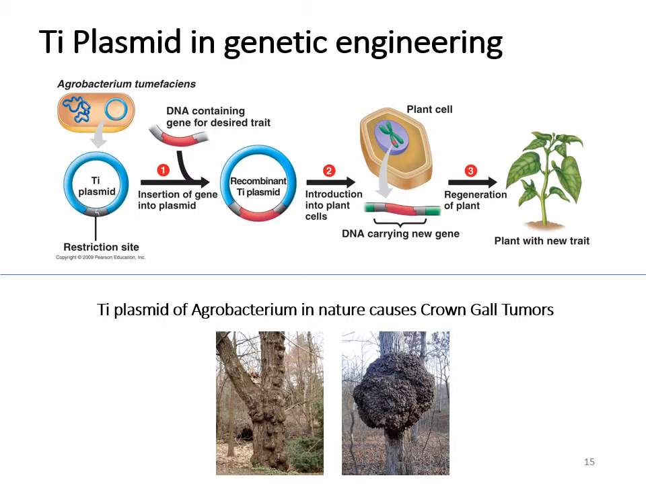So that's how we do genetic engineering a lot of times when it comes to plants and crops, is we use the TI plasmid. Okay, make sure you know if you see a crown gall tumor, though, that's thanks to Agrobacterium tumefaciens. Okay, remember that, it may pop up again.